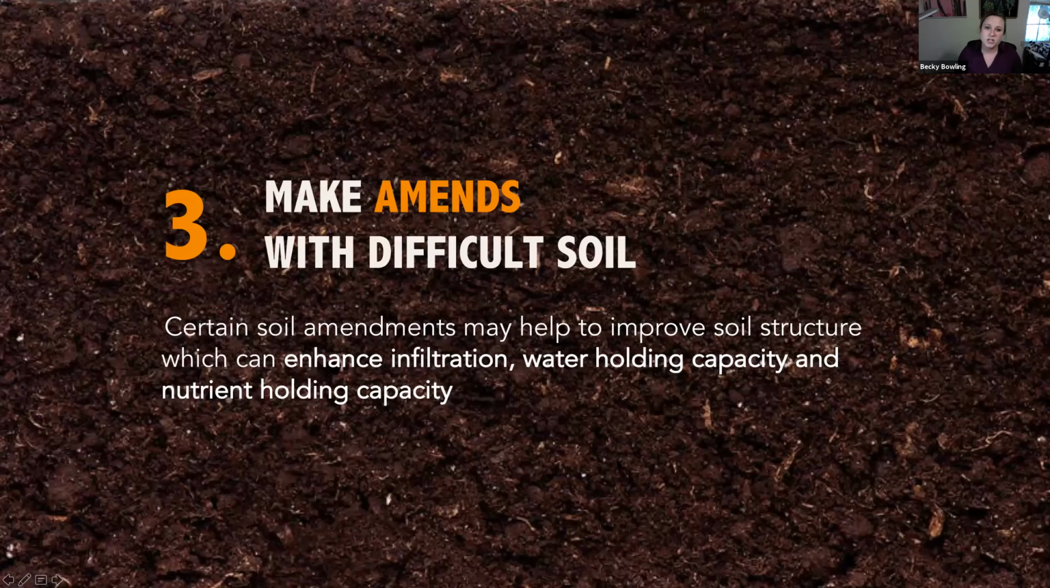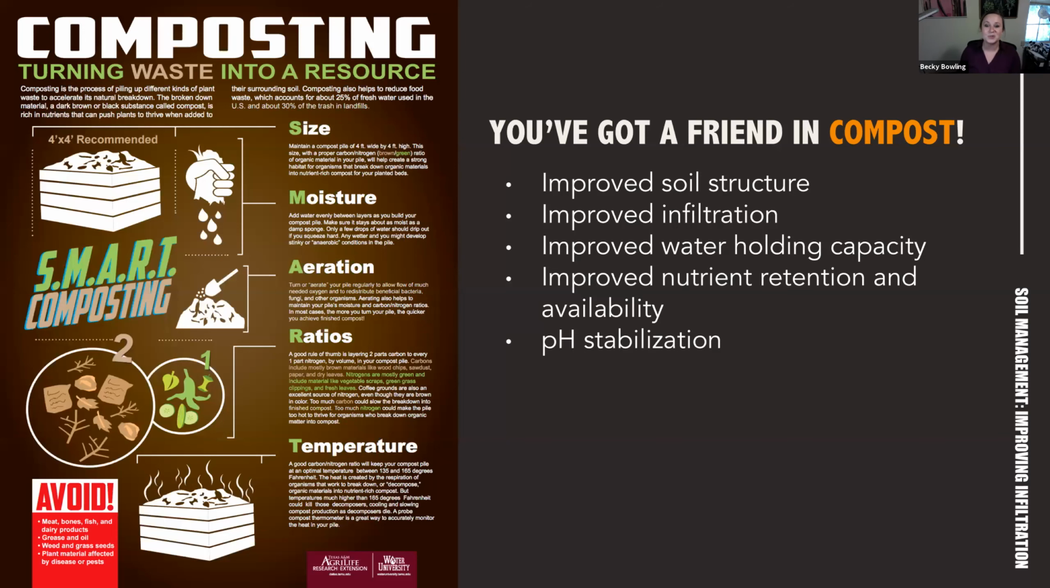We also have the option of amending our soil. This is something that we can do on the front end prior to planting an area, and we can also do it for established landscape areas through top dressing and things like that. Now, if we're thinking about soil amendments, probably the best one to look at is going to be compost material. High quality compost material has a number of known benefits.